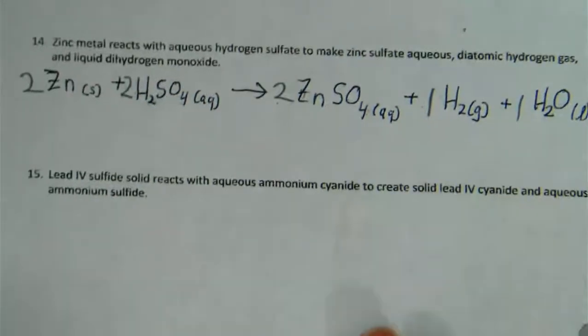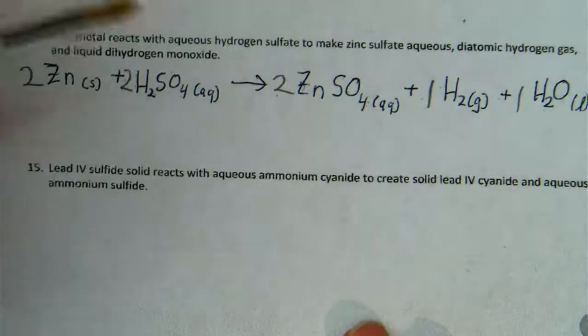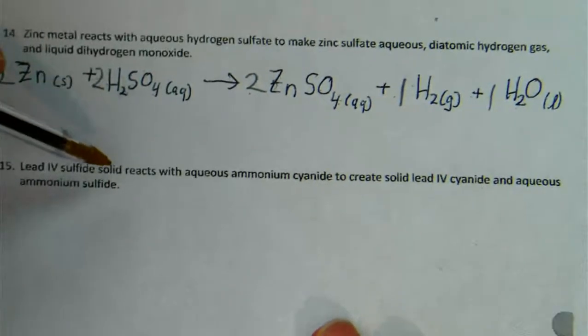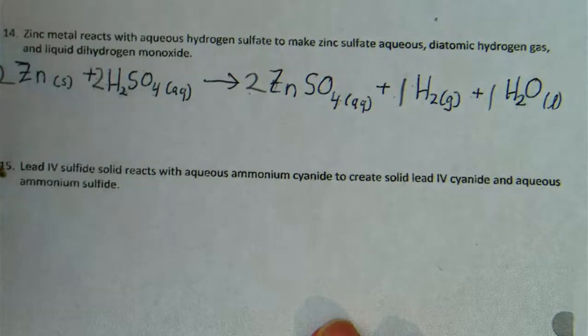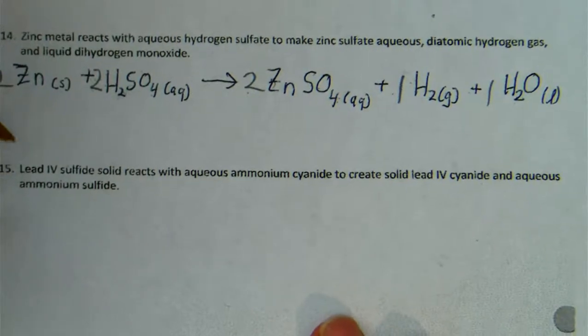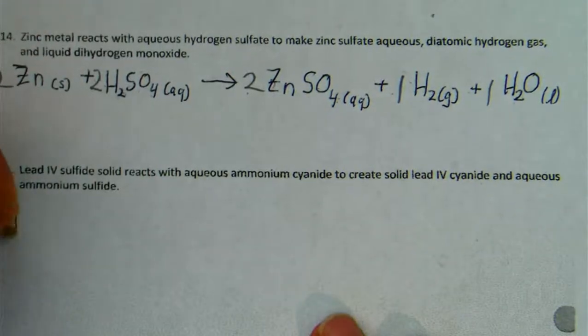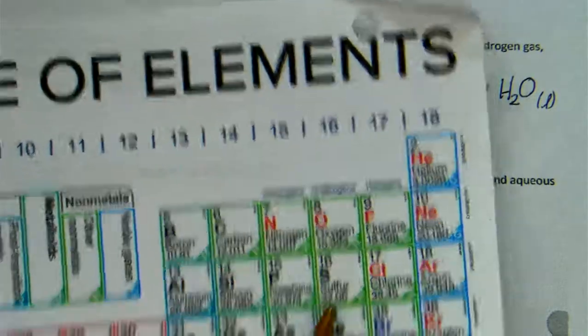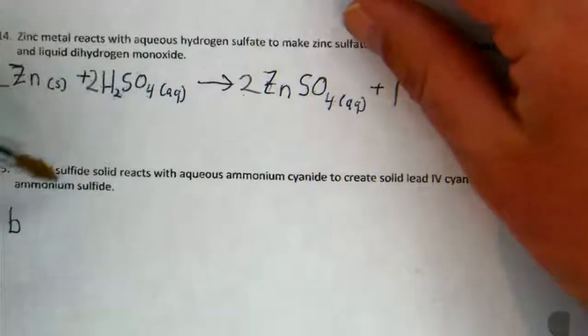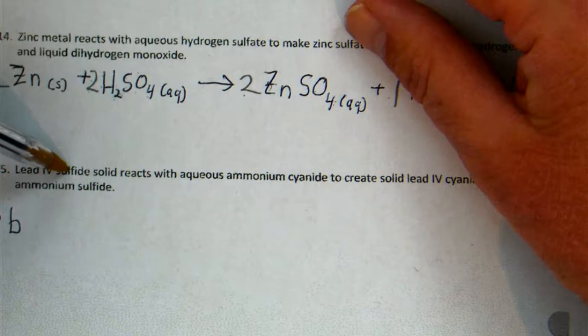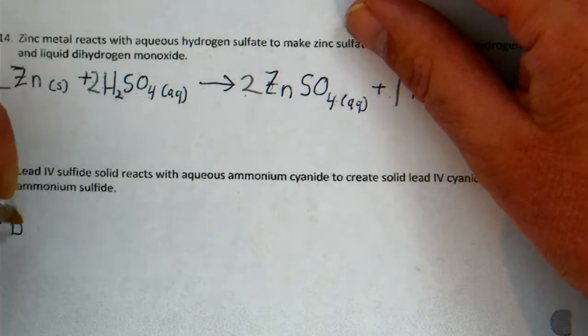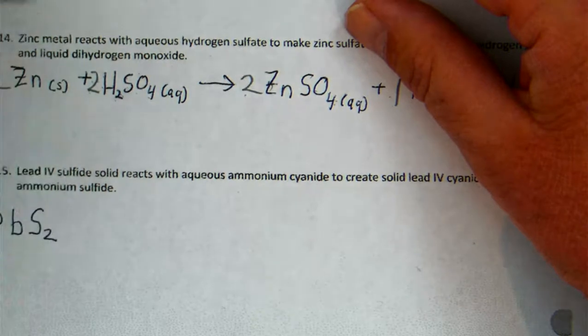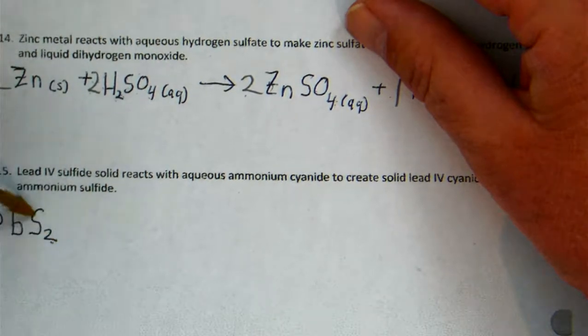Number 15. Lead 4 sulfide solid reacts with aqueous ammonium cyanide to create solid lead 4 cyanide and aqueous ammonium sulfide. What could be simpler? So lead is Pb. The Roman numeral 4 means it's in a 4 plus state. Sulfide means just sulfur. And sulfur, like oxygen, is always going to be a 2 minus charge. So I'm going to need 2 of those sulfurs to balance the one lead. So PbS2 is lead 4 sulfide.